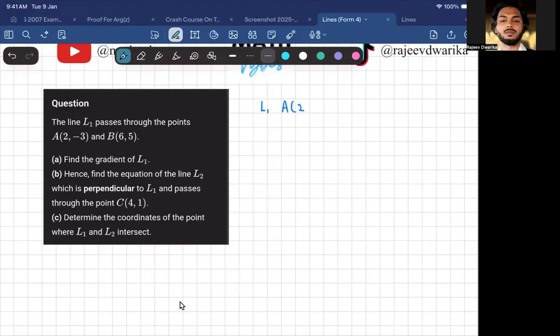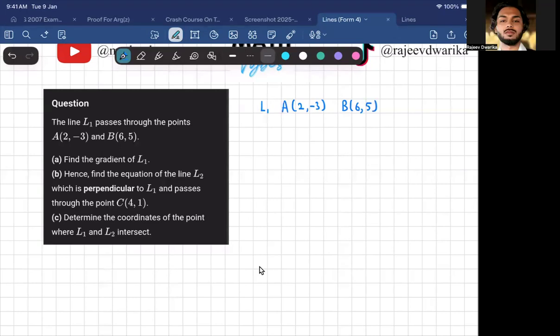I want you to read the question for me. So read the line L1 passes through. Read that for me. The line L1 passes through the points A (2, -3) and B (6, 5). Right. A: find the gradient of L1. No, it's fine. So we're going to work on the first part, right?